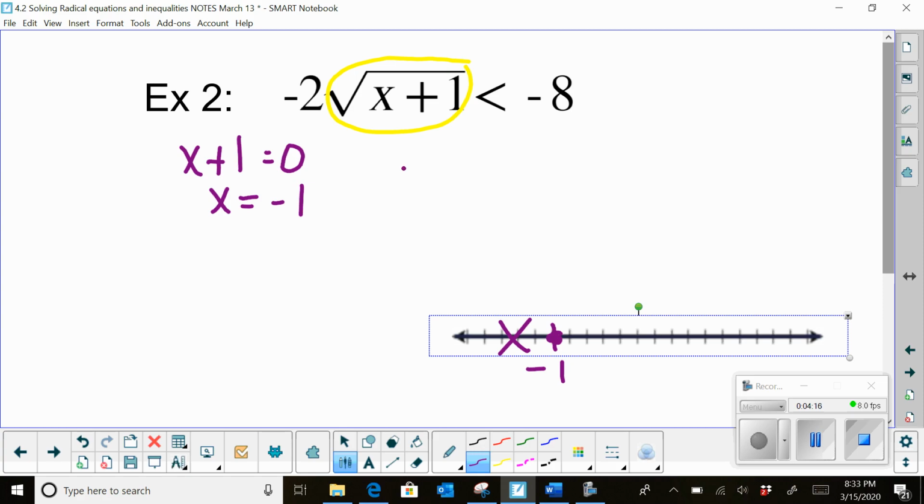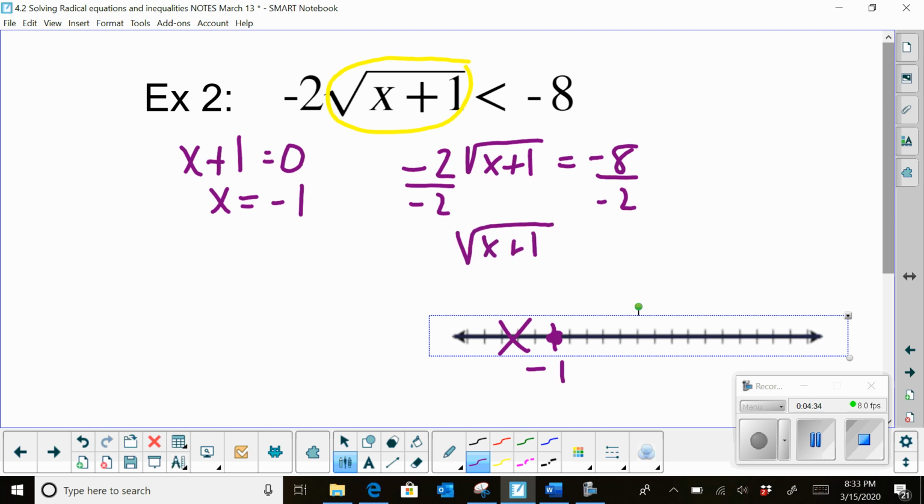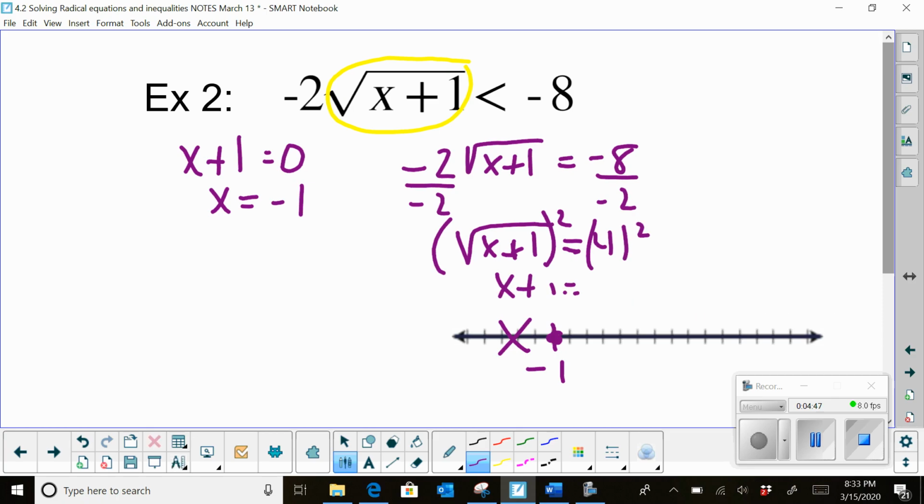When we make it into an equation, we're going to make it equal to instead of less than. So we're going to divide both sides by -2 first. Remember, we have to divide. You're going to get the square root of x plus 1 equals 4. Sorry, my plus sign isn't very good. And then you're going to square both sides. You get x plus 1 equals 16.